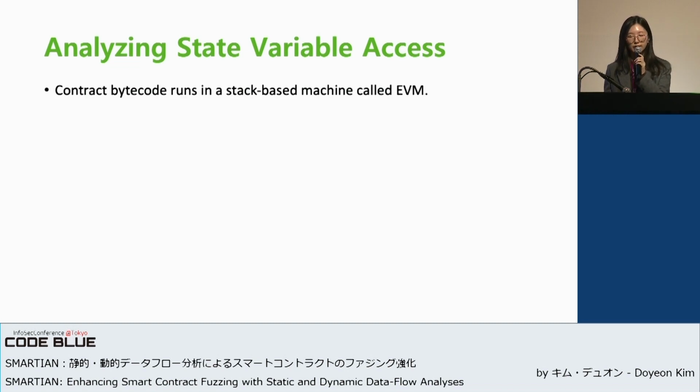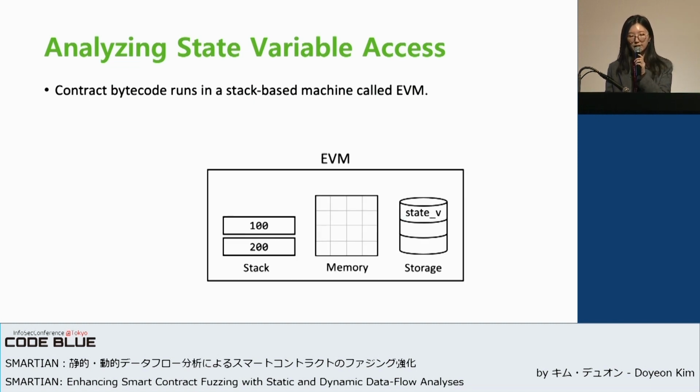The smart contract bytecode runs in a virtual machine called the EVM. The EVM is a stack-based machine, and it comprises three components. First, the stack is used to hold the operands of every instruction. Second, there is a memory, which is an address-to-byte mapping. Lastly, the persistent storage is used to maintain the state variables.